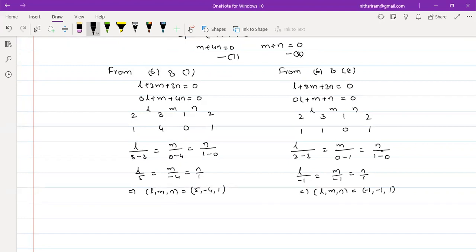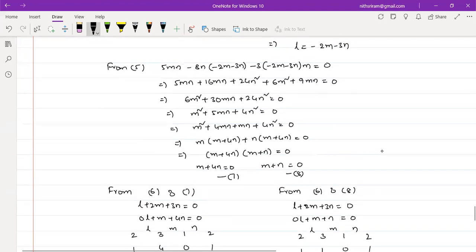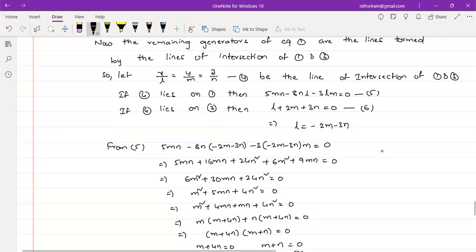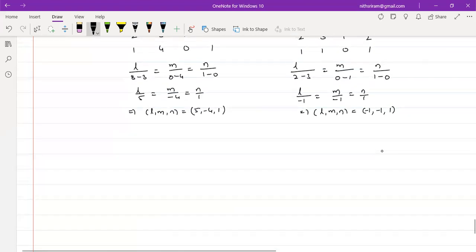So therefore we get two sets of values for L, M, N. After getting the L, M, N values, we have to substitute those values in equation 4. That equation 4 is nothing but the required mutually perpendicular generators of the given cone equation. Okay, so we are going to substitute L, M, N values in equation 4.